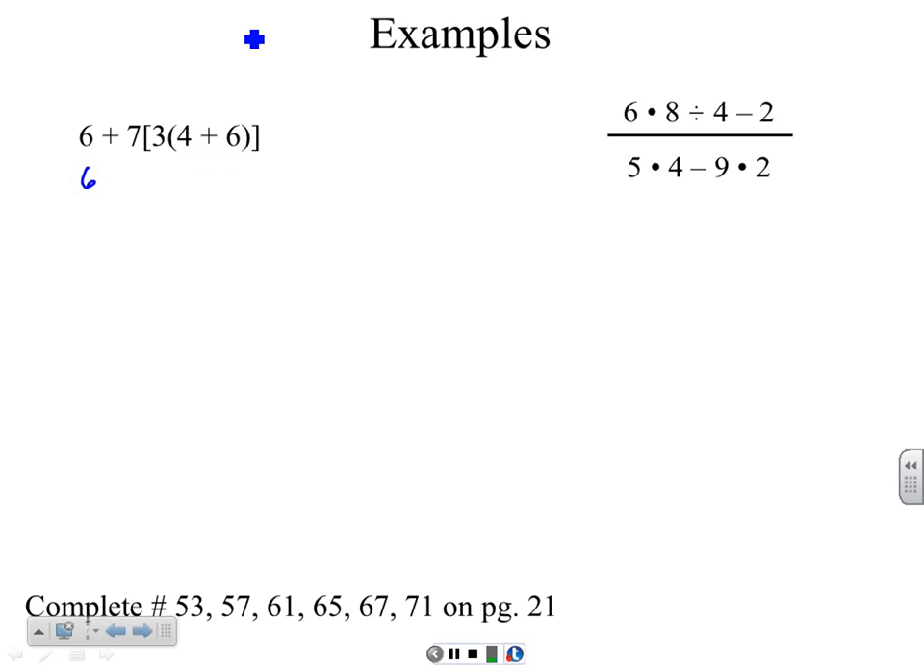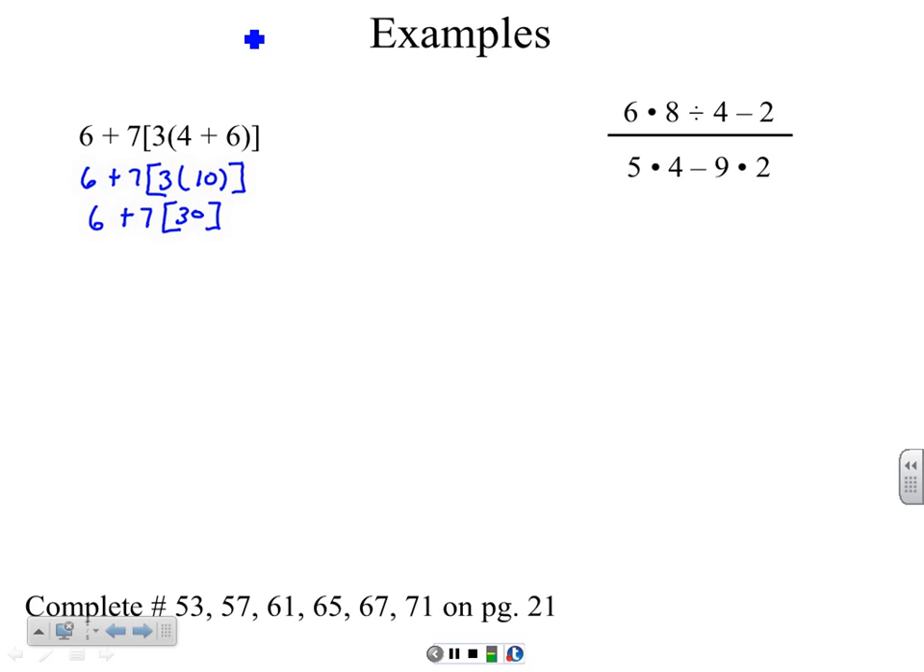Now, the 6 plus the 7 we're not going to mess with because the addition is the very last thing we're going to do unless it's in our grouping symbols like it is here. So 4 and 6 is going to be 10. So the reason we did that addition first is because it is actually in the grouping symbols. So now we're going to do the brackets, 3 times 10, which is going to be 30.